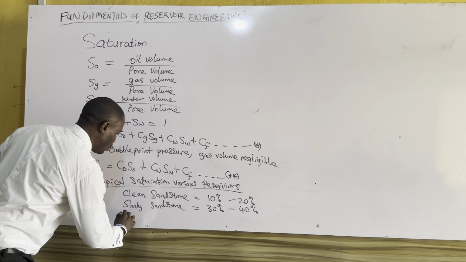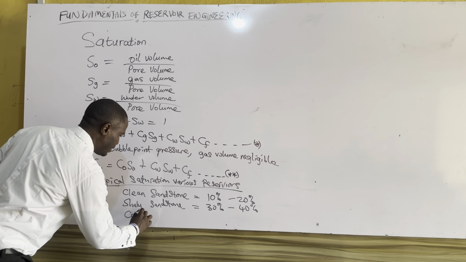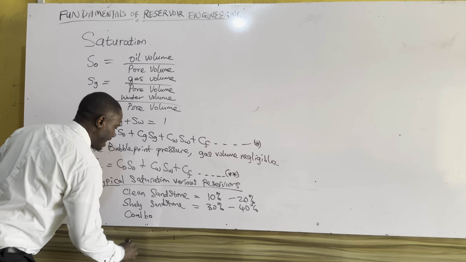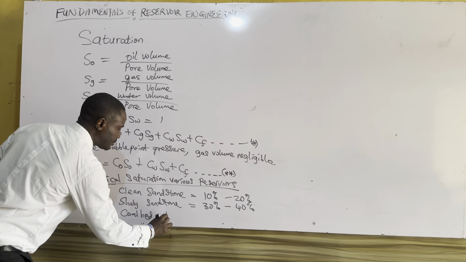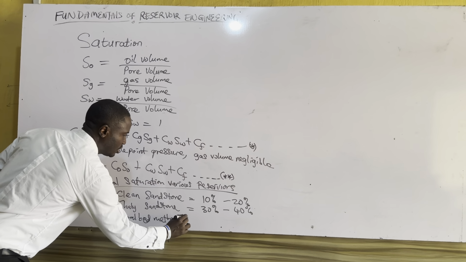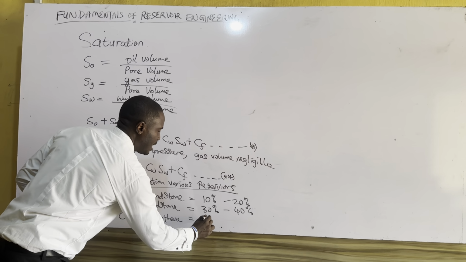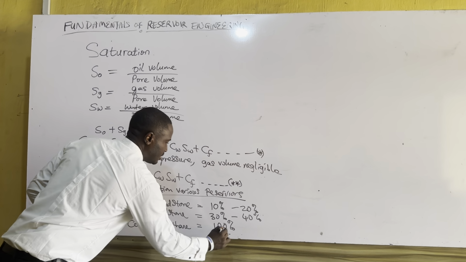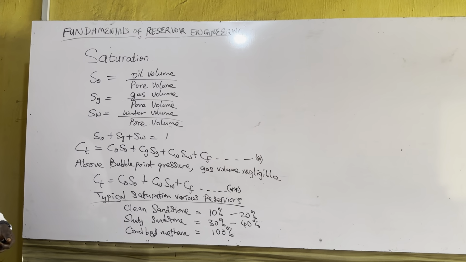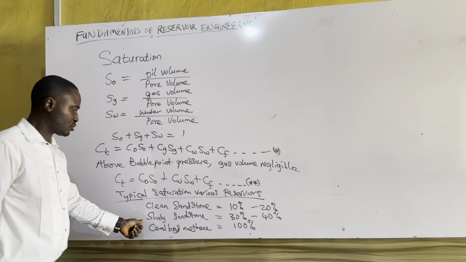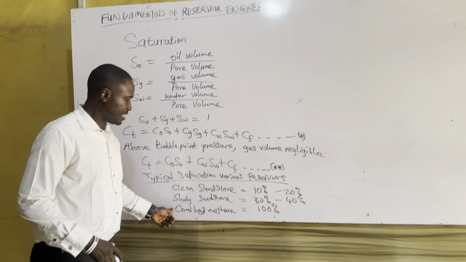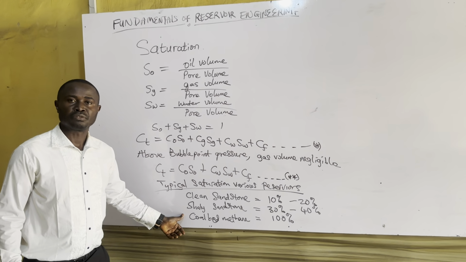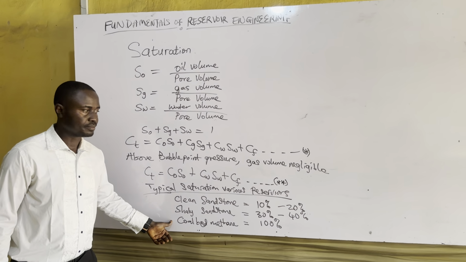Now, for our coal bed methane, which we have a lot of in this axis, we have a saturation of 100% saturated, and so on and so forth for so many other forms of reservoirs that we can encounter.